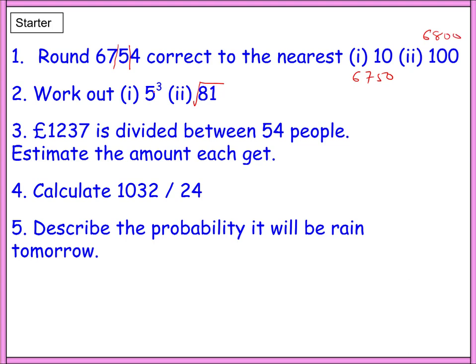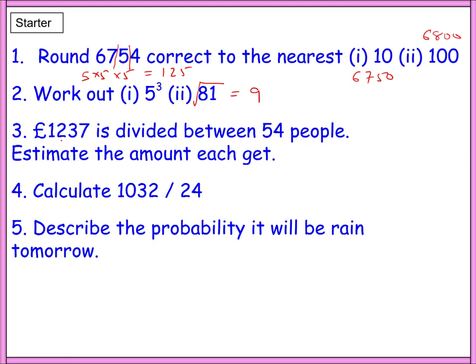We've got 5 cubed. 5 cubed means, or 5 to the power of 3, 5 times 5 times another 5. 5 5s are 25 times another 5 leaves us with 125. And how do we say this? Correct. Square root of 81. What number multiplies itself to give us 81? That would be 9.